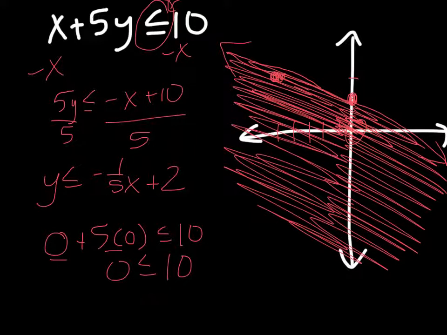And that's my solution. Now, if my origin was actually on my line, then I might want to choose something like 1, 1 for my test point.